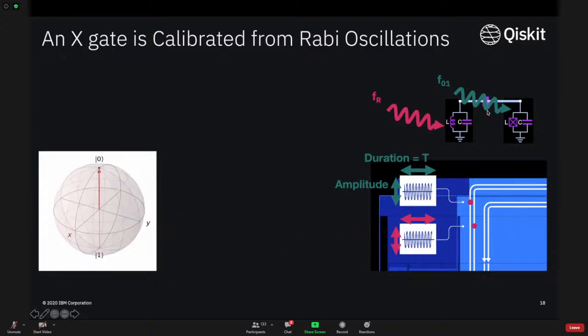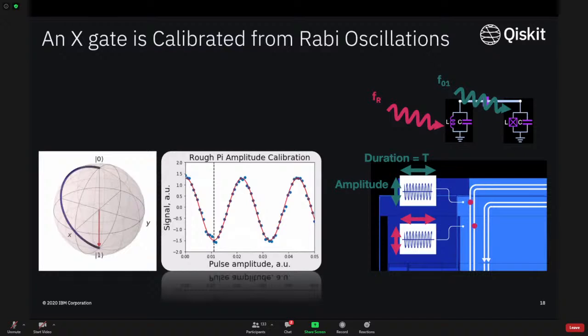And then now we're going to do this experiment where we keep our duration fixed, but increase our amplitude. And as we start to increase the amplitude, what we'll find is that the qubit starts off in the ground state, but begins to precess about the Bloch sphere until it gets into the excited state. Now, if you were to continue increasing the amplitude, what you end up finding is that it will oscillate back and forth. So start off in the ground state, go to the excited state, and then back down to the ground, and then back up to the excited. And these oscillations are known as Rabi oscillations.